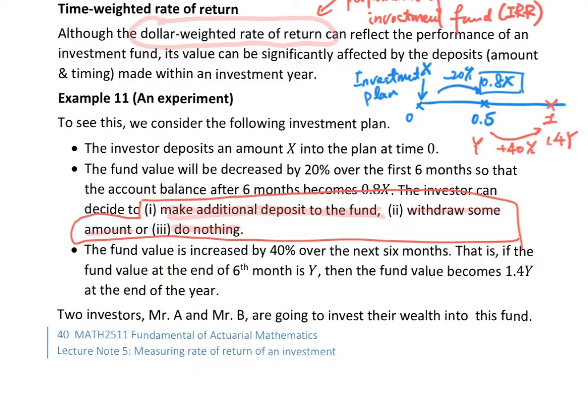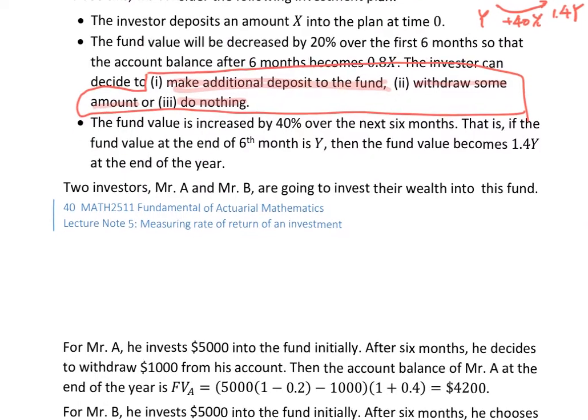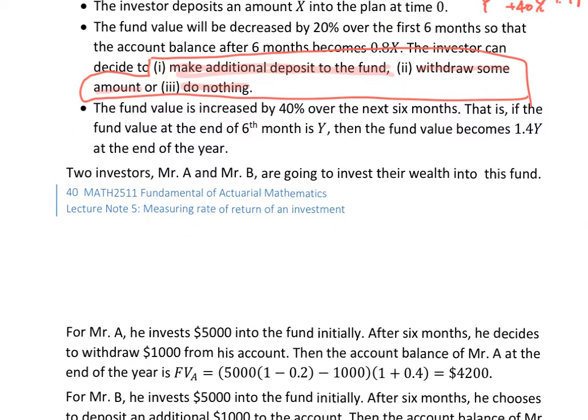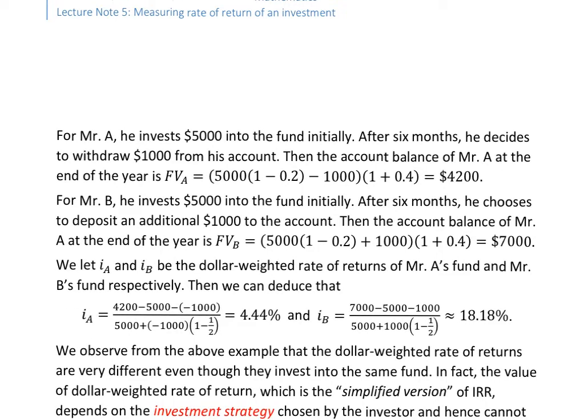In order to do this comparison, we will consider 2 investors. One is Mr. A, another one is Mr. B. We will assume that both of them invest the same amount into the fund initially. The only difference is that they do different actions after 6 months. Here for Mr. A, he will do the following.